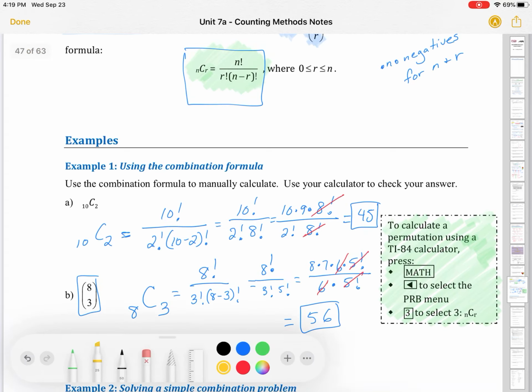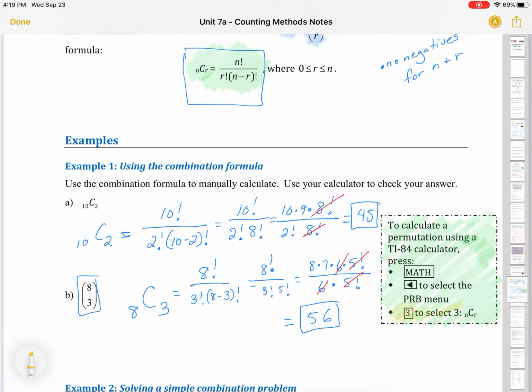So you're going to use the same steps, pretty close to what we did doing permutations, except the big thing is you select number 3 instead of number 2 when you get to that final menu, okay? To do nCr, for the first one, put in your 10, then go to the math menu, select the PRB menu, and then select number 3, and then put in your 2. And you should get 45.